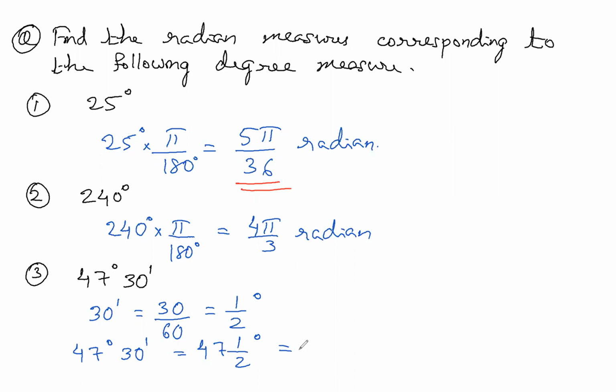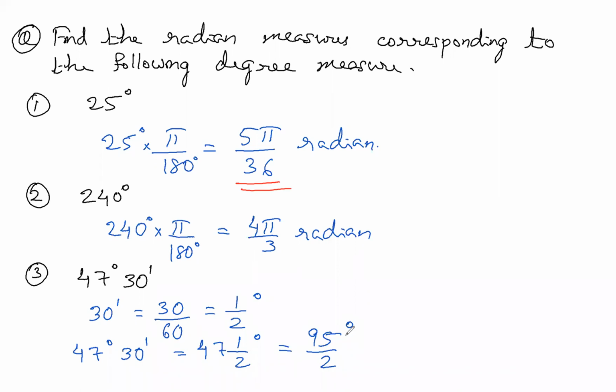Now we will write this as an improper fraction. 47 into 2 is 94, 94 plus 1. This is a mixed fraction; convert this into improper and tell me. What is the improper fraction corresponding to this one? 95 by 2. So this comes like this: 95 by 2 in degrees.